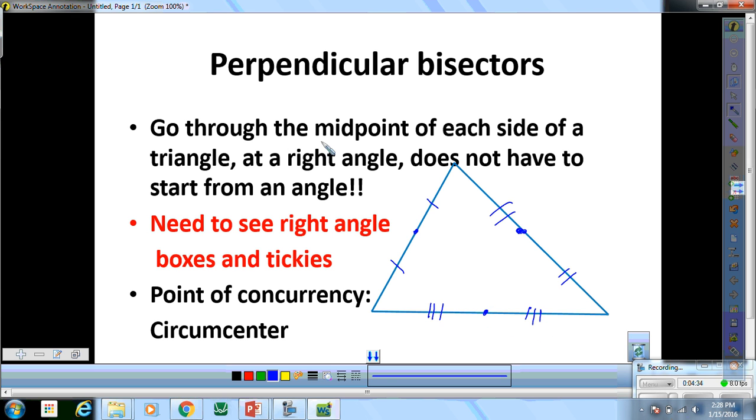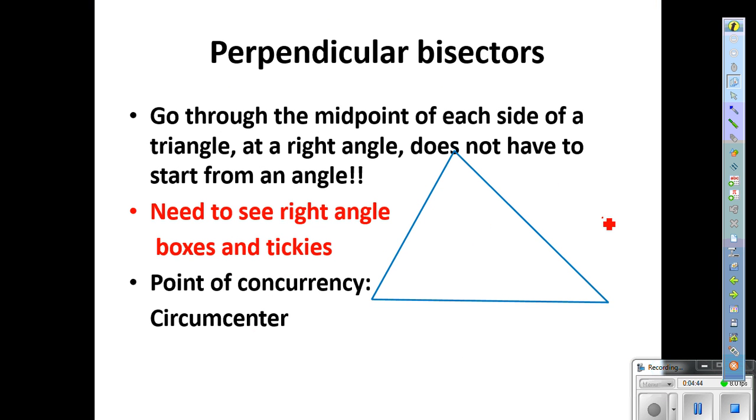So just saying it goes through the midpoint, don't gloss over that. There's information that's attached to that. So it has to go through the midpoint, and it has to be at a 90-degree angle. So that's what you want to remember. So that means that each side, all right, I've got a 90-degree angle, and it cut this side in half.